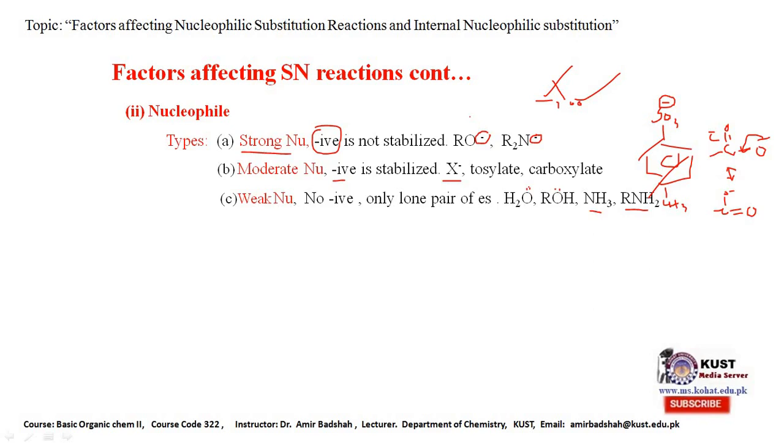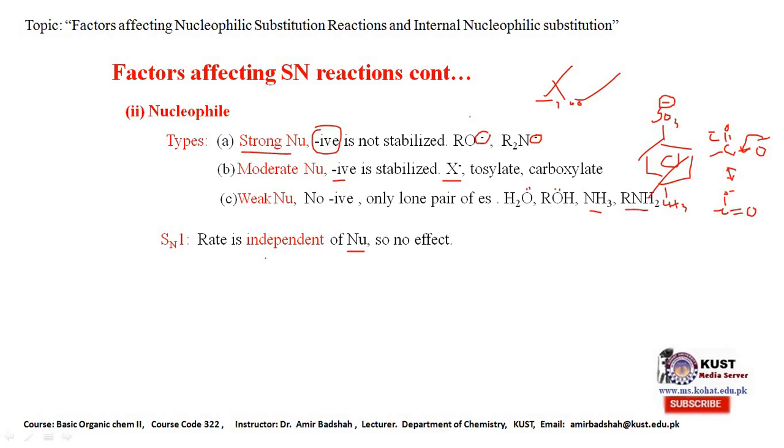Now we come to the effect of the nucleophile on SN1 and SN2 reactions. First we will discuss the SN1 reaction. As we know, the SN1 reaction takes place in two steps. In the first step, which is also called the rate determining step, a carbocation is formed, and in the second step, the nucleophile attacks, which is a fast step. So the nucleophile is not involved in the rate determining step, and that is why the nature of the nucleophile has no effect on the SN1 reaction.